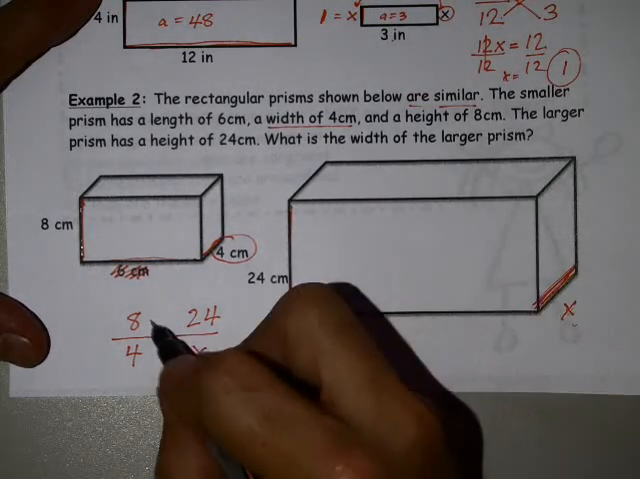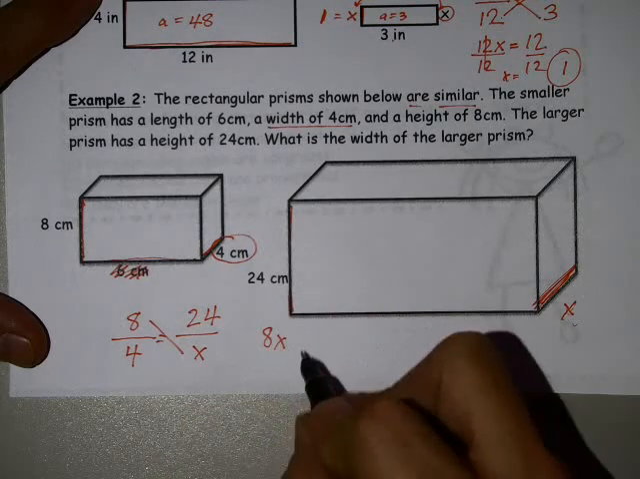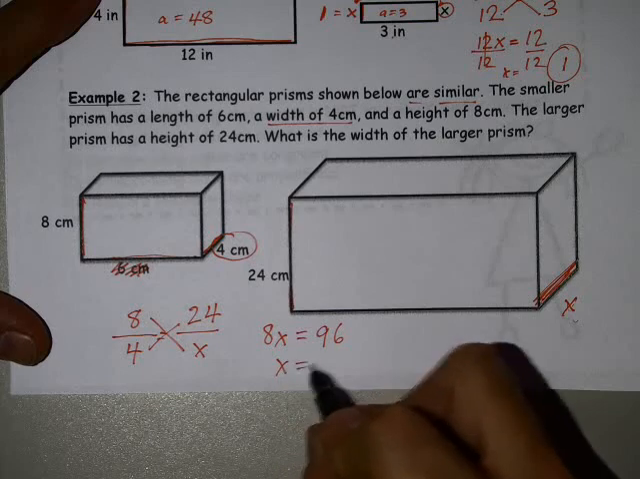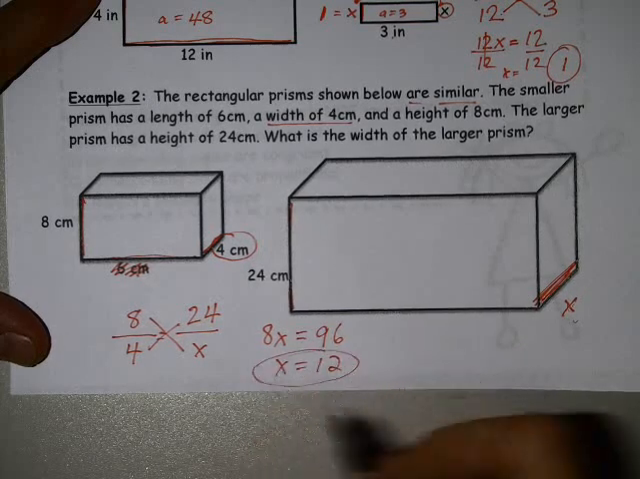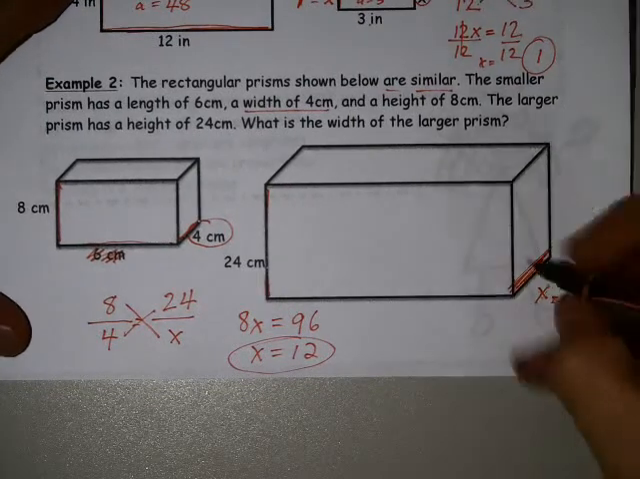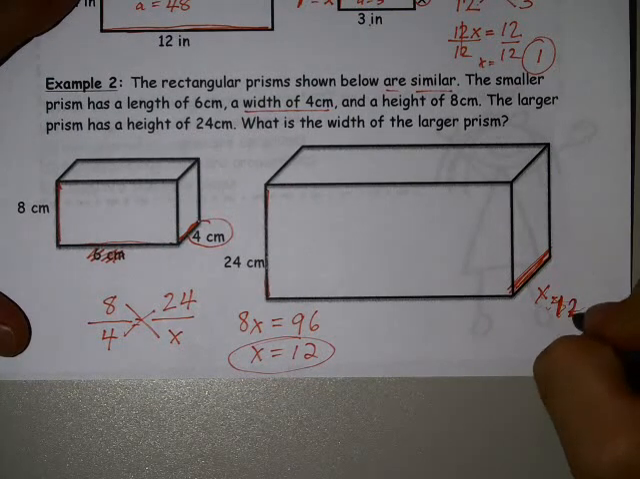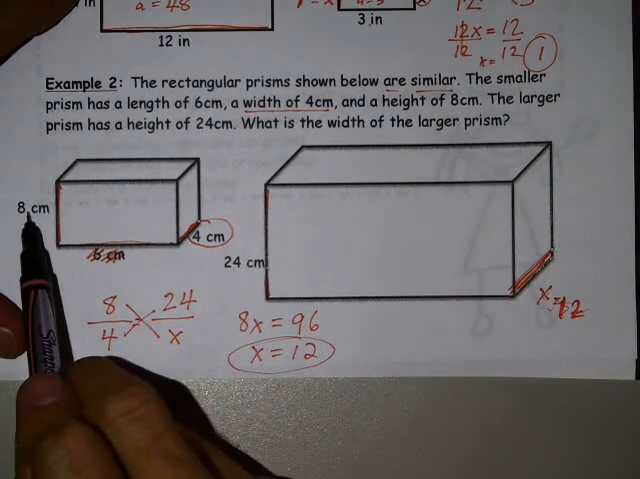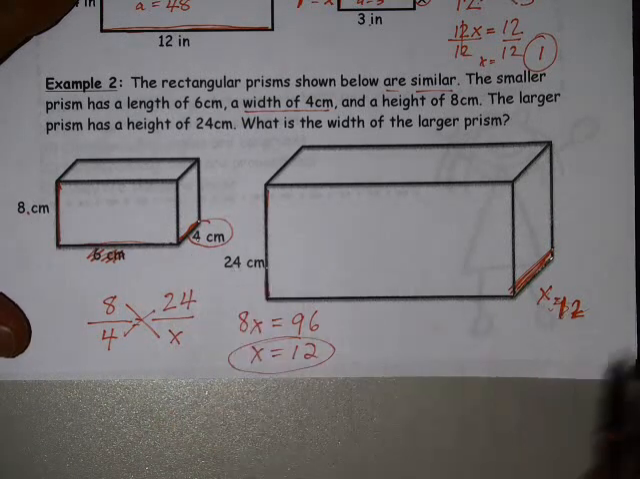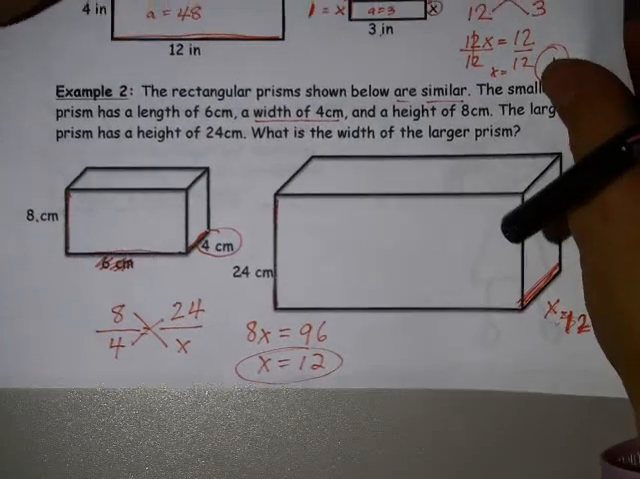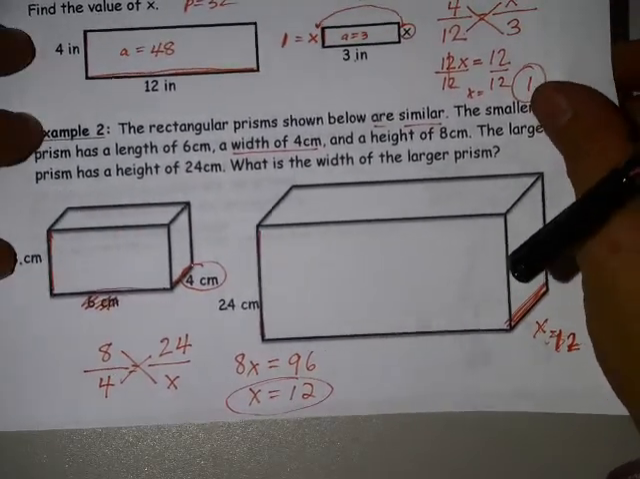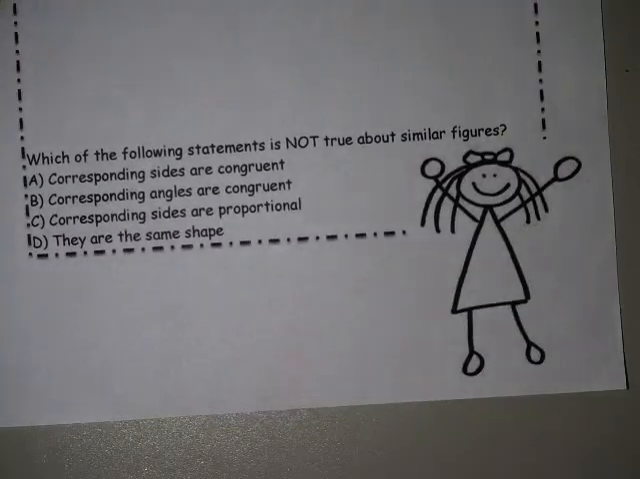Then I do my cross products. 8 times x is 8x. 24 times 4 is 96. And I find out that my answer is 12. And that should make sense also if we look at it. Half of 8 is 4, so half of 24 is 12, and that's just another way to check. Now, that doesn't always work out that easily. A lot of times it doesn't, but sometimes there's an easy way to check it.